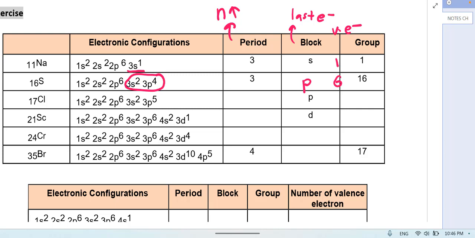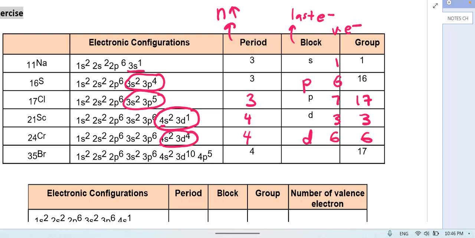The highest value of n is 3, so P block, 2 plus 5, 7, group 17. The highest value of n is 4. These are D block elements, last electron in D block. So 2 plus 1, 3, group 3. 3 valence electrons, group 3. This one, period 4, 2 plus 4, D block element, 2 plus 4, 6, group 6.